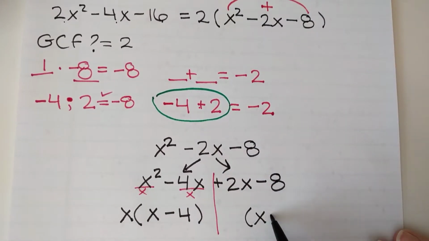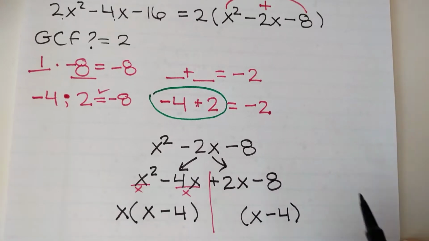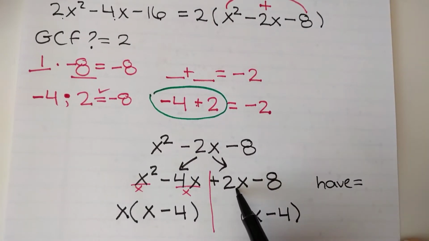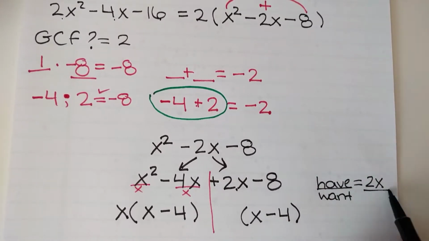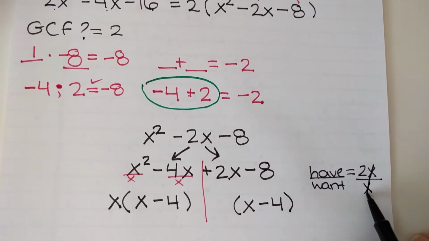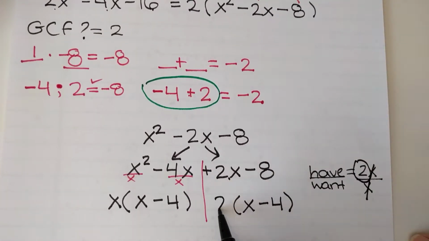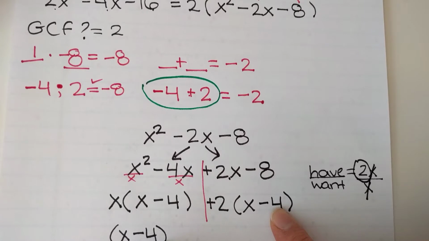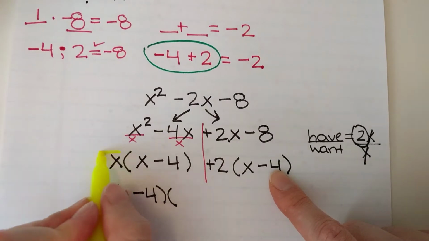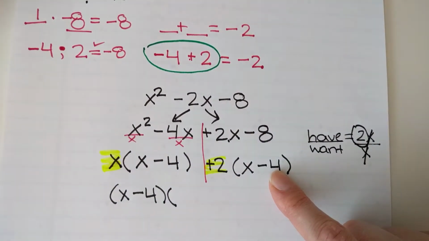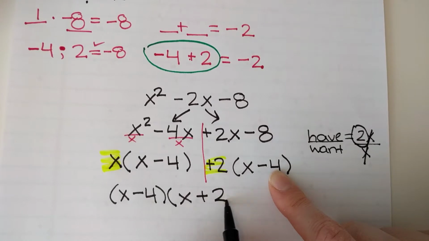Now, to get the resulting x minus 4 on the other side, we look at what we have. So we currently have a 2x, and we want to get just an x. So that would tell us, if we cross these out, that we need to factor out a GCF of positive 2. So then what we can do is we can say, okay, now that both sides before and after the red line, we have this x minus 4, that is a GCF. So we can bring out the x minus 4, and then we are left over with the x from the first group and the plus 2 from the second group. So this will give us x plus 2.